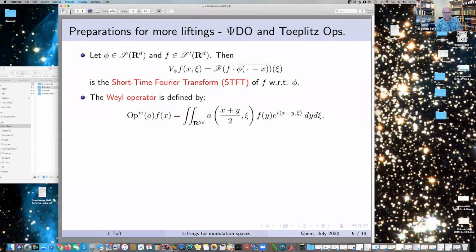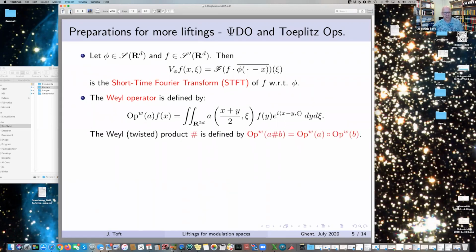The main idea with these lifting results is that these liftings should be pseudo-differential operators, because when using pseudo-differential operators, we have a big machinery of theory, composition results, etc. That's the main point. But we can also look at, as a special case of pseudo-differential operators, the Toeplitz operators, and I come to them right now.